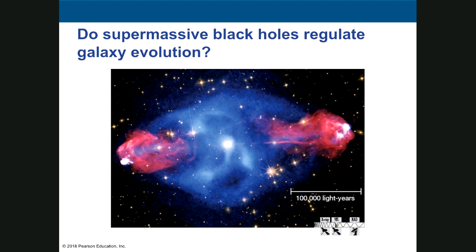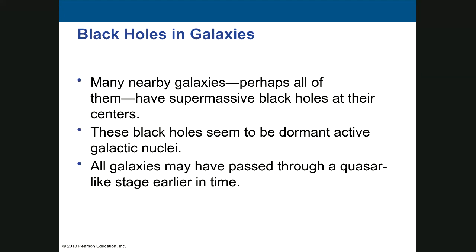Do supermassive black holes regulate galaxy evolution? It's a good question. Many nearby galaxies, and perhaps all of them, we have found that they do have supermassive black holes at their center. These black holes seem to be dormant in our neck of the woods, but we're at a more local, time-wise picture of the universe. And it's hypothesized that all galaxies may have passed through a quasar stage earlier in time, but it's hard to say.